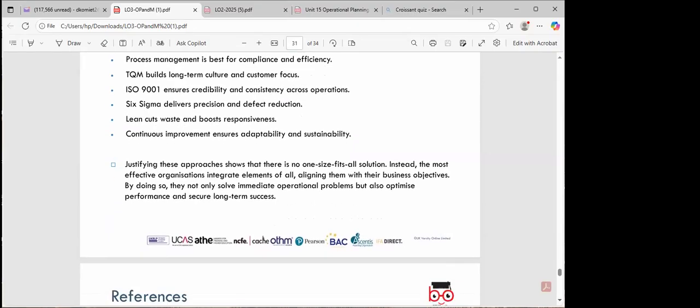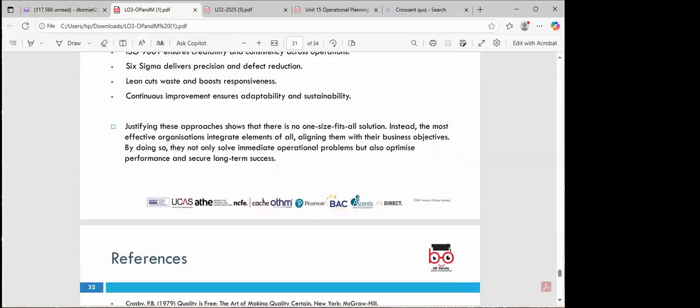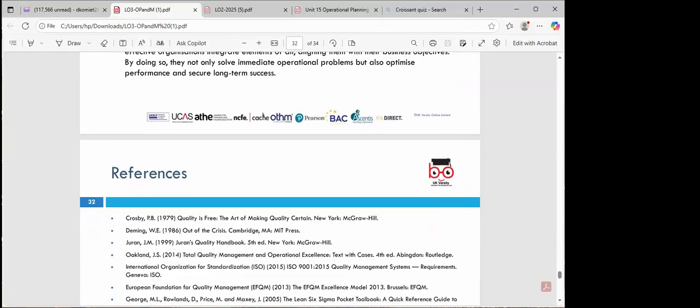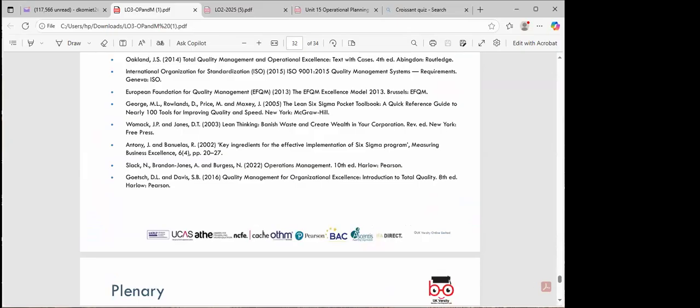Justifying these approaches shows that there is no one-size-fits-all solution. Instead, you have to use them interchangeably. The most effective organizations integrate elements of all, of course, aligning them with business objectives. By doing so, they not only solve immediate operational problems, but also optimize performance and secure long-term success, thereby increasing profits and making the customers happy at all times. Okay? These are the references.